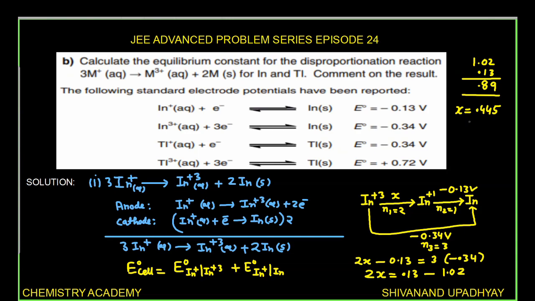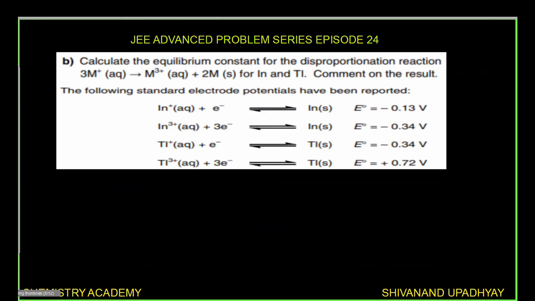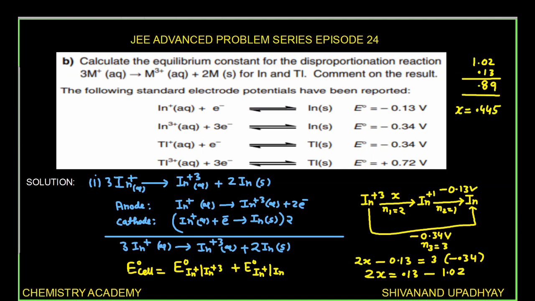So once we know the value of X, now we can calculate the E naught of the cell. I can write that the E naught of the cell is equal to E naught reduction of indium +3 to indium +1, and indium +1 to indium +3, the oxidation potential. This potential is the reduction potential that we have calculated, right? So now I have to write the reverse of that.